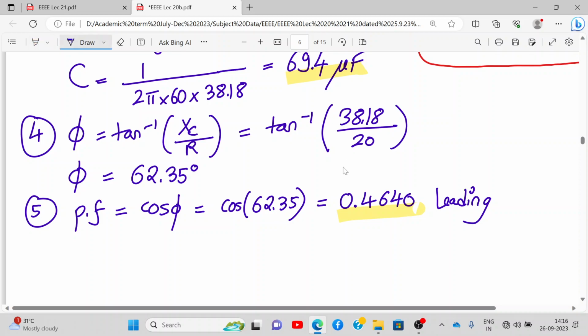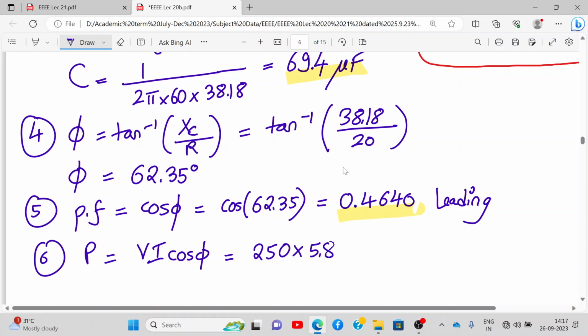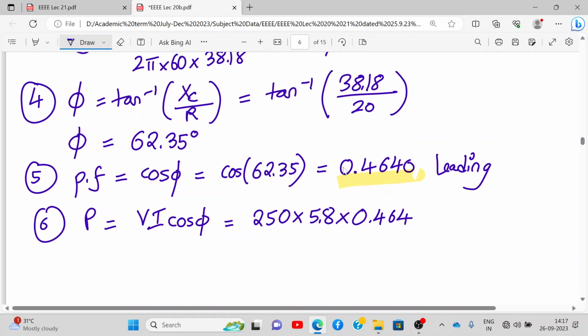Then what's the last thing left? Power. What is power given by? VI cos phi. How much is V? 250. What was the current value? 5.8, into cos phi, which is 0.464. So calculate the true power now. That will be in watts.